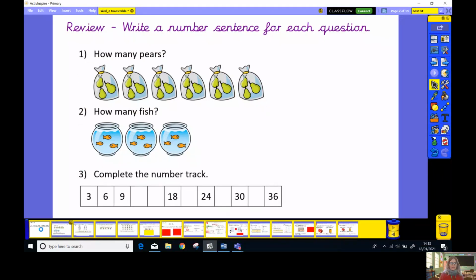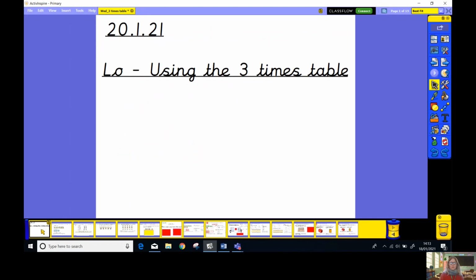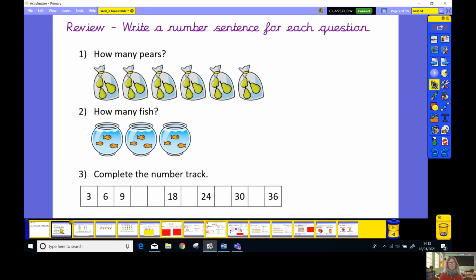Okay, so can I ask you please to write today's learning objective, which is using the 3x table, and today's date, which is the 20th of the 1st, 21. If you have a purple pen at home, please could you do this review?